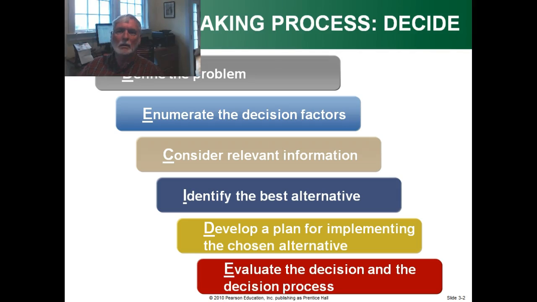So we're going to enumerate or list or figure out what the decision factors are. These aren't the decisions, but what are the pieces that I need to know in order to make a decision? Then I need to consider or think about the relevant information. And that word relevant is really important. In this case that you're going to be doing and in real life, there's often lots of information. Some of it's relevant and some of it's not. And you have to make the judgment, of the information you're looking at, what is relevant and what is not relevant. So that's a piece that you have to consider.